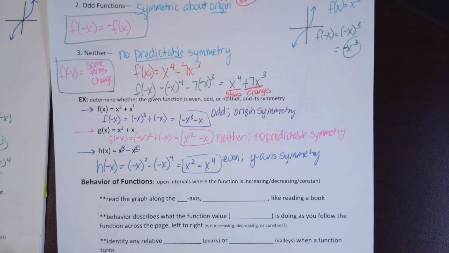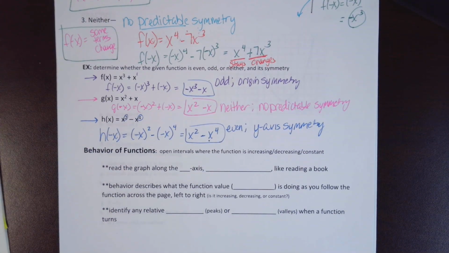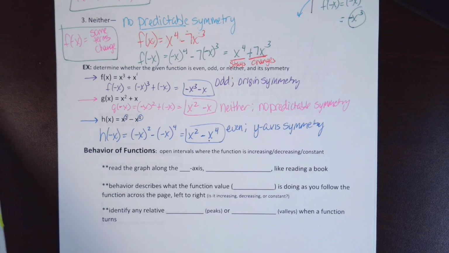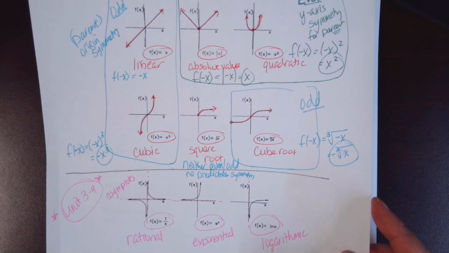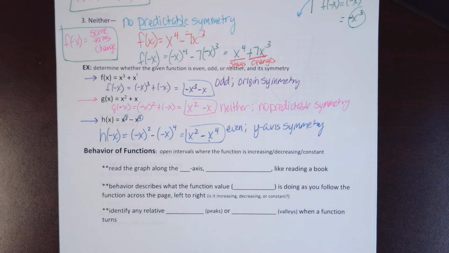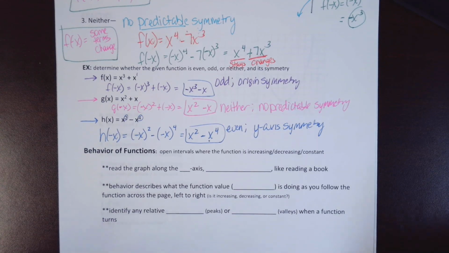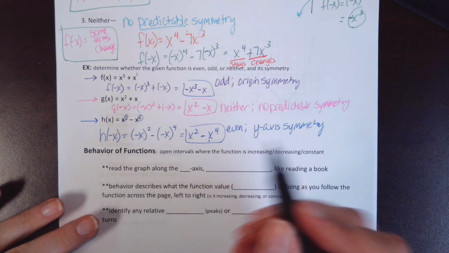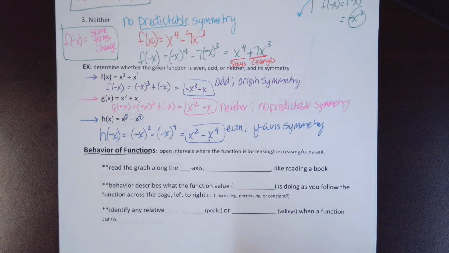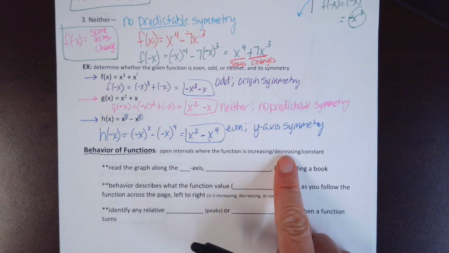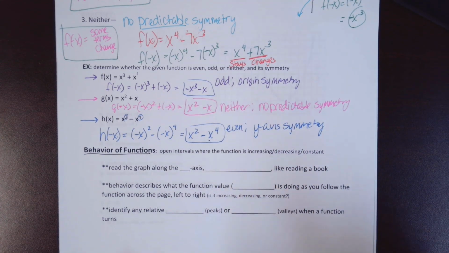Okay, let's tackle the next bit. Now, I just want to remind you that from 2-1 we have our parent function. We have our parent function sheet. Make sure you have that kind of handy as you work through these next 3 sections. Behavior of functions. You've got different types of behavior of your functions. Our behavior of our functions tell me what my function value, my y value, is doing, if it's increasing, decreasing, going up, going down, or if it is constant, if it's flat.